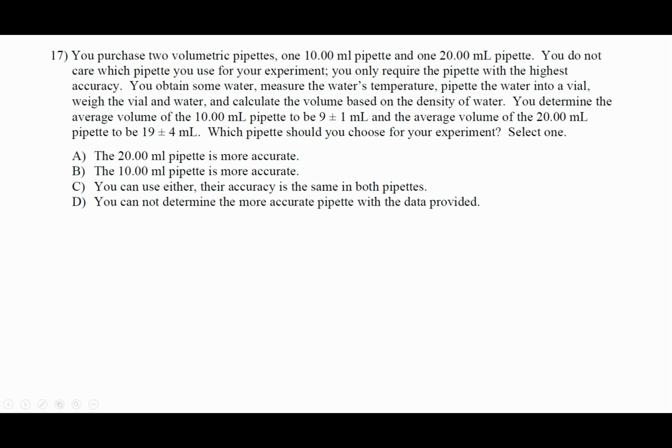You purchase 2 volumetric pipettes. One is a 10.00 milliliter pipette, and one is a 20.00 milliliter pipette. You do not care which pipette you use for your experiment. You only require the pipette with the highest accuracy. You obtain some water and measure the water's temperature. Pipette the water into vials, weigh the vial with the water, and calculate the volume based on the density of water. This is just exactly as you did in experiment 1. You determine the average volume of the 10 mL pipette to be 9 plus or minus 1 mL, and the average of the 20 mL pipette to be 19 plus or minus 4 mL. Which pipette should you choose for your experiment?